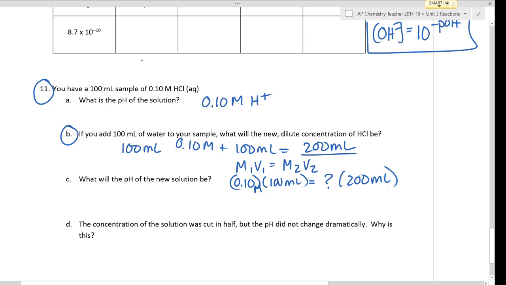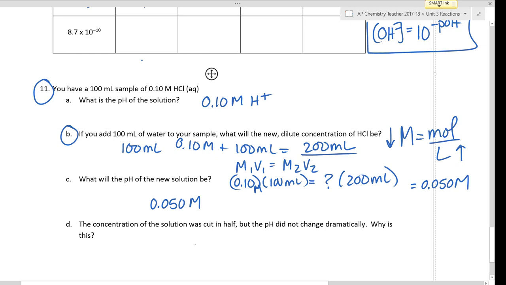You should be able to do this one in your head, though. It is a one-half dilution, so it's going to be half of whatever it started with. So you doubled the volume, so the concentration must be cut in half, because concentration is moles divided by liters. So if this one goes up, this one's going to go down. So it's going to be 0.05 molar, and then you want to find the pH of a 0.05 molar solution, and you should find that even though the molarity cuts in half, the pH does not change by very much, and that's the nature of these logarithmic scales. The concentration would have to change by tenfold in order for the pH to change by 1.